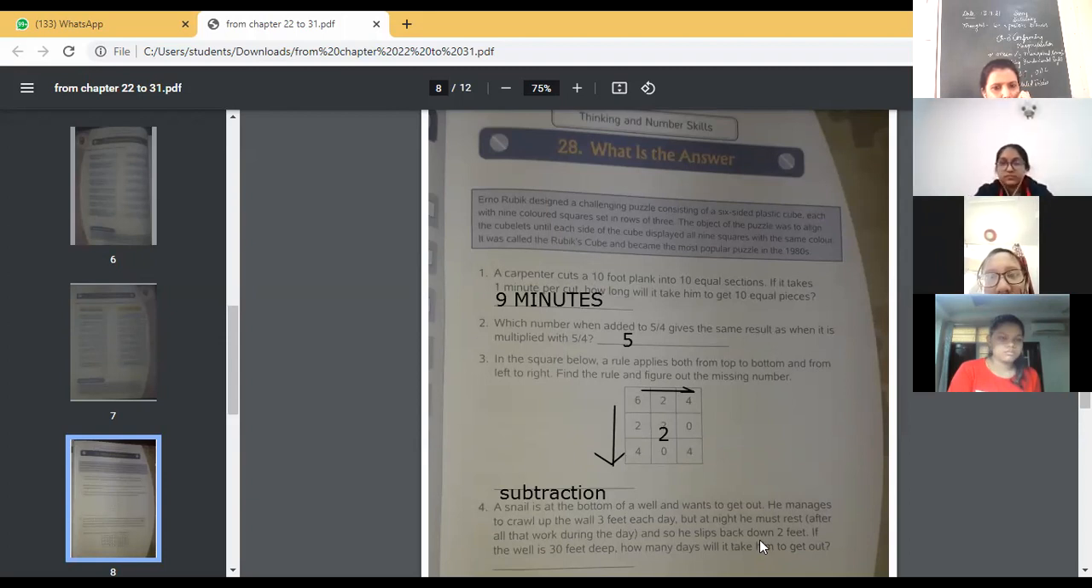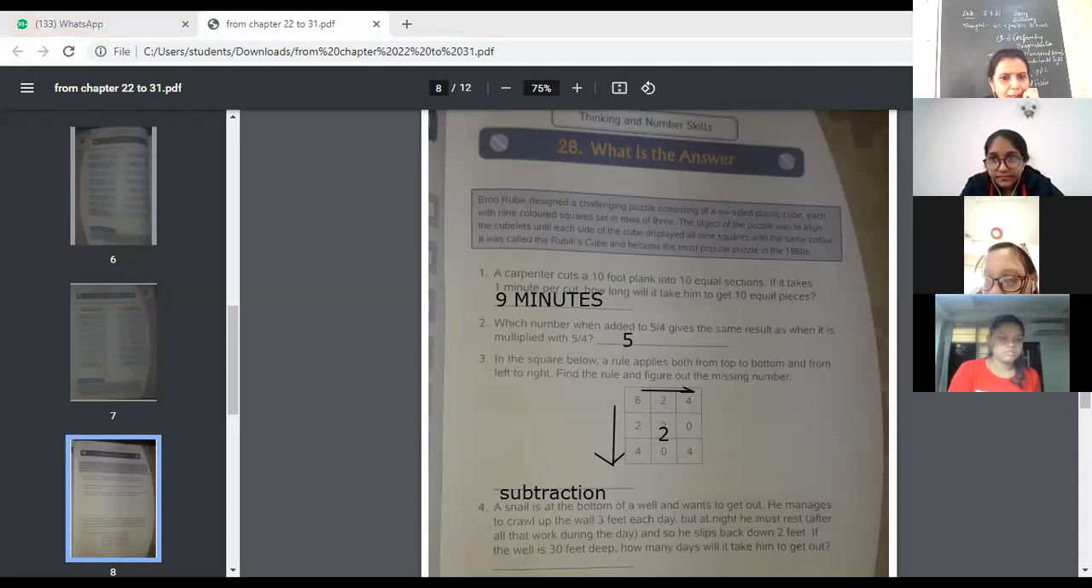Now we have to count how many days it will take to get out. The distance to be covered is 30 feet. And daily, you just check how many feet it is covering. I hope 1 foot it is covering, because 3 feet she moves forward, but 2 feet she comes back again. So how many days will it take, Ma'am? 30 days. So simply you may write down 30 days.